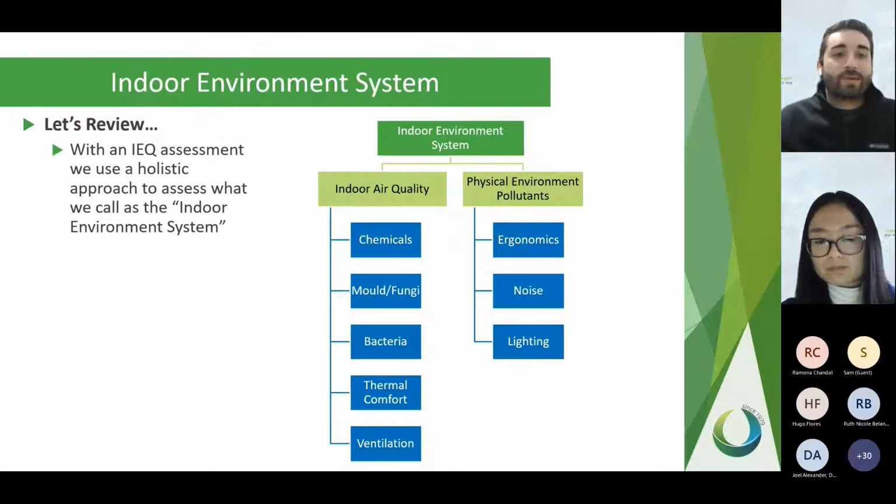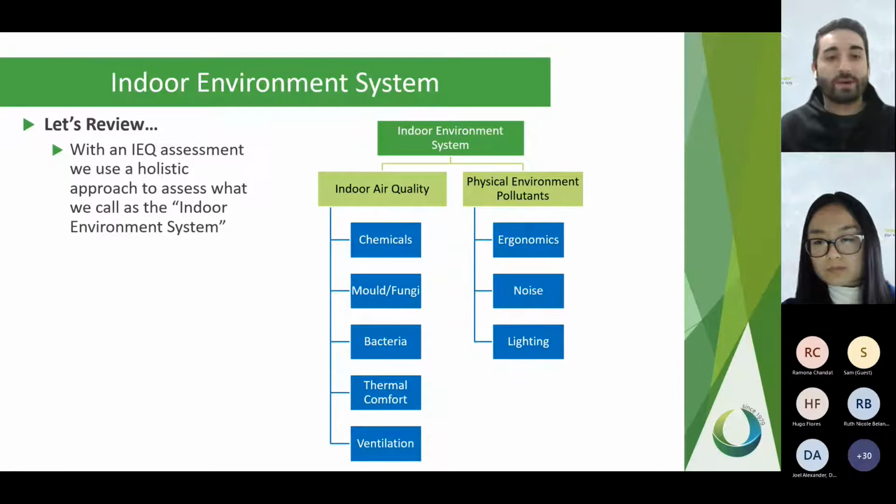So let's review. With an IEQ assessment, like Lisa said, we use a holistic approach. And then what we're doing is pretty much assessing the indoor environment system. So we're looking at it all as a whole, and we can pretty much split it into 2 main branches, which is Lisa's indoor air quality, and that has, like what she mentioned, chemicals, mold, bacteria, thermal comfort, and then also ventilation assessments using tracer gas. And then we can break it down into another branch, so the physical environment pollutant. So that's ergonomics is the main thing, but then we like to split it down into noise and lighting because those are very important also.